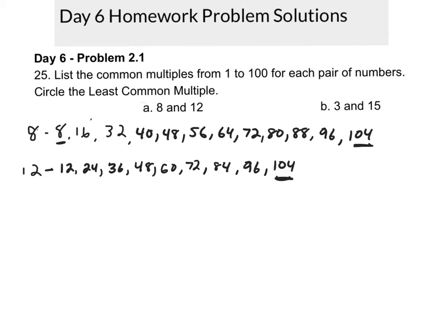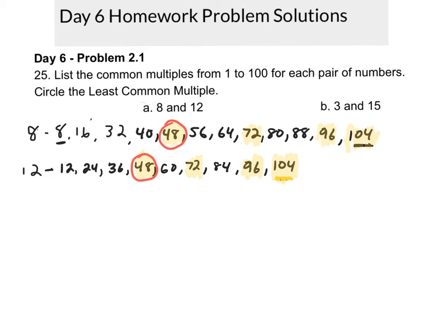So let's highlight the common multiples. So 8, 16, 32. Here's a common. 48's common. 36, 72, 84, 104 looks like it's common. 96 is common. And 72 is common, but we want the least common multiple, the one that's smallest, that's common to them both, and we can circle that. Let's circle that with red. So the least common multiple is 48. 48 is our least common multiple.